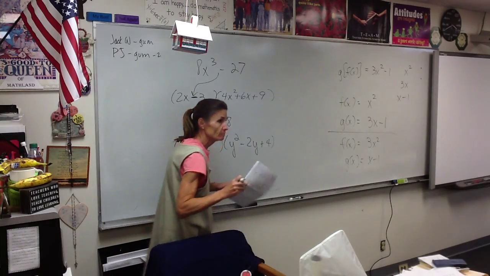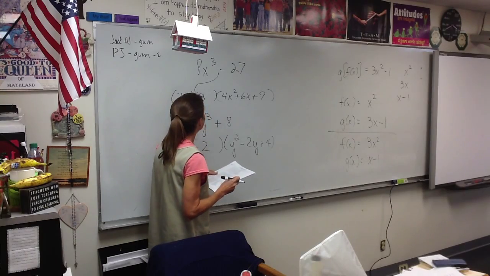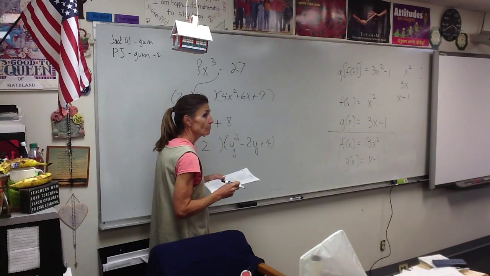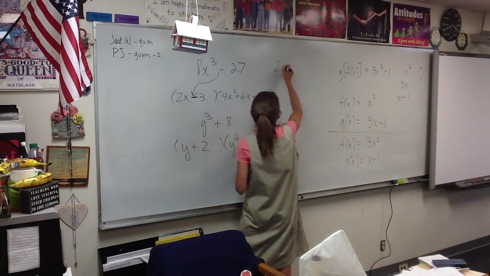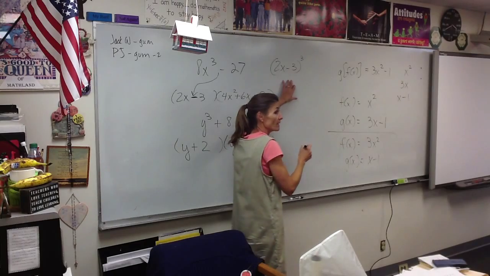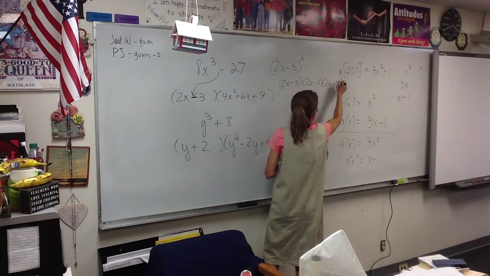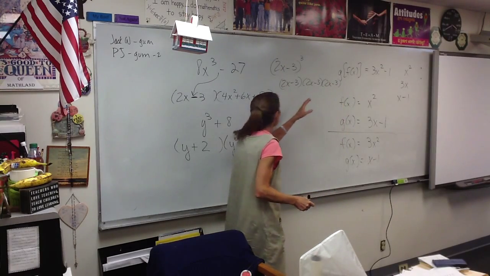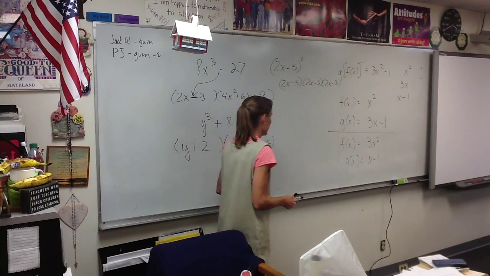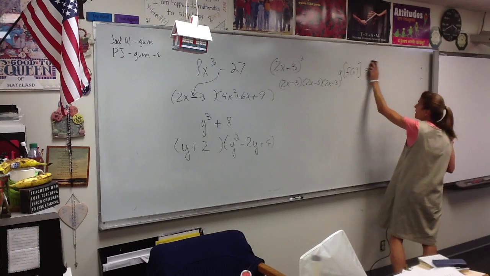Okay, Jamie? To take the cube out and make it 2x minus 3 cubed, you mean? Yeah. Okay, that's a gigantic FOIL. That means 2x minus 3 times 2x minus 3 times 2x minus 3. And if you FOIL all that out, you're going to get way more than 2 terms. Okay? Exponents don't factor out.